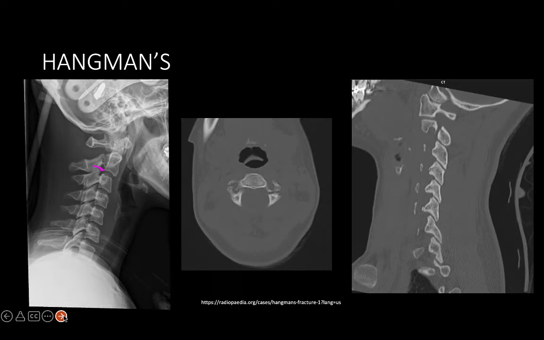Now, with Hangman's fractures, this is not considered an unstable fracture pattern because only one column is involved, and that is the posterior column, where the margin of the posterior column starts at the pedicles. So this is not an unstable fracture pattern. However, it is a spinal fracture, so a patient would be immobilized and sent to the hospital for some sort of bracing through management.